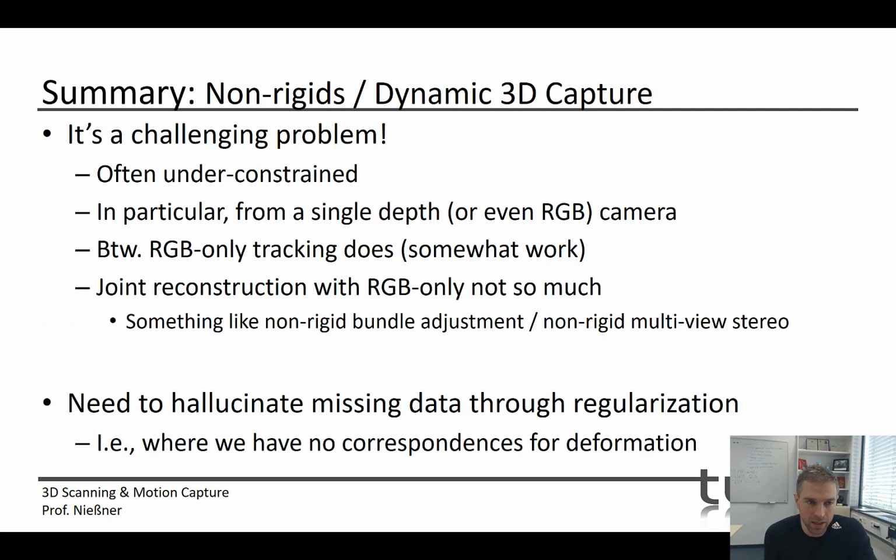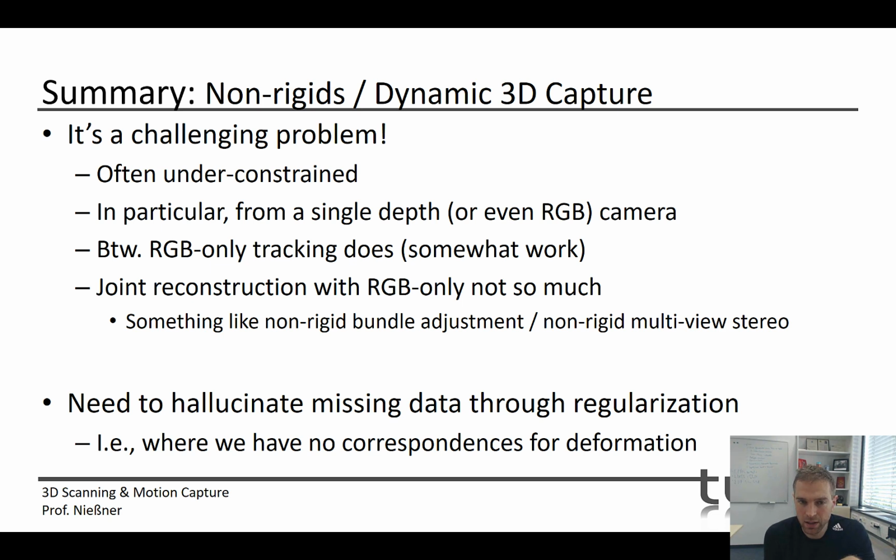So generally speaking, it's super challenging. It's often under-constrained, particularly from a single depth image. From a single RGB image, I'm not even talking about single RGB image at this point. Even from a single depth image, it's pretty difficult. RGB-only tracking does work to some degree. You can find correspondences as long as you have a stable template. You can do this to some degree. But joint reconstruction with RGB only, even today, is not so much of a thing.